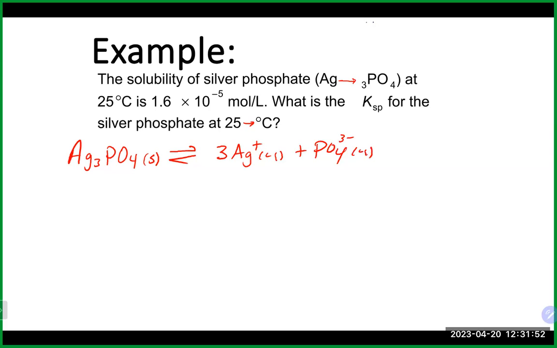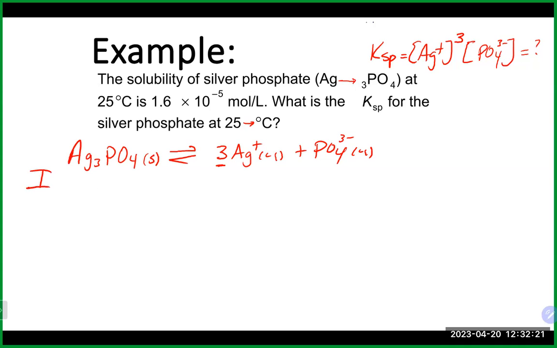That also means that our Ksp expression here would be the concentration of silver, and I need to cube it because of the coefficient. And I would times it by the concentration of phosphate, which I don't have to do anything to because the coefficient is 1, and that equals basically what we're looking for in this particular problem. Any questions on that?